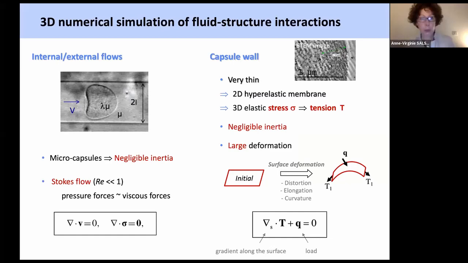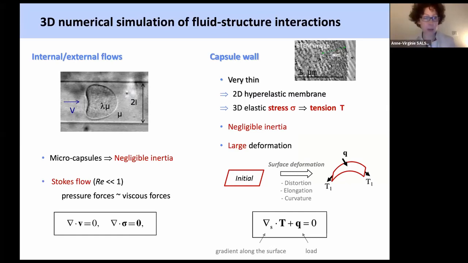We have the conservation of mass on the left and the conservation of momentum on the right. These equations have the peculiarity of being linear, which is really nice because then we can use methods like the boundary integral method, for example, to solve them, for the numerical aspect.